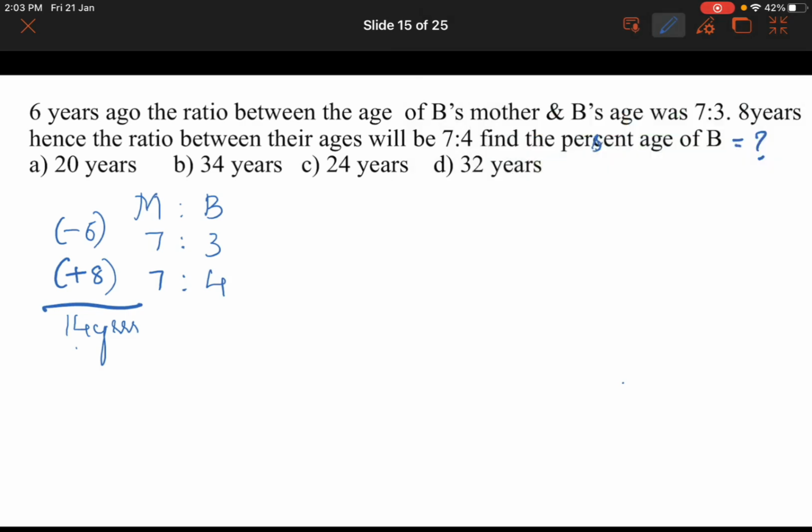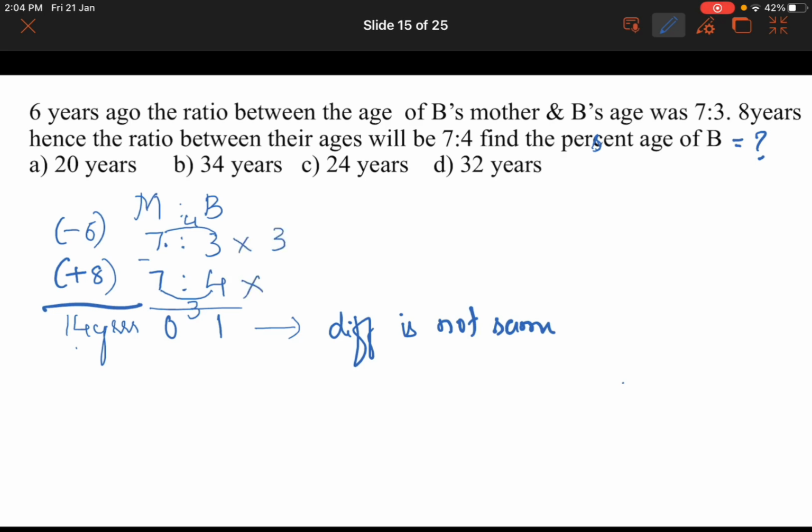Now the same difference if I see in ratios, how much it will be? 7 minus 7 is 0 and 3 minus 4 is 1. Okay, this is not equal, the difference is not same here. So I have to make it same. So how I have to make it same? Now difference between 7 and 3 is how much? 4. And here 7 and 4 difference is 3. Now multiply with 3 here and multiply with 4 here. Okay, then we will get the balanced ratio.